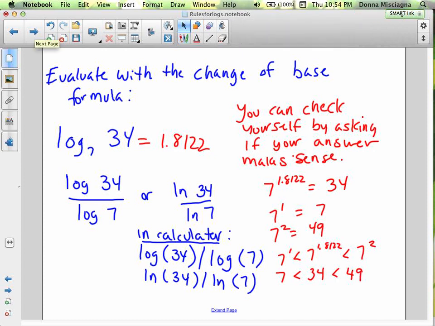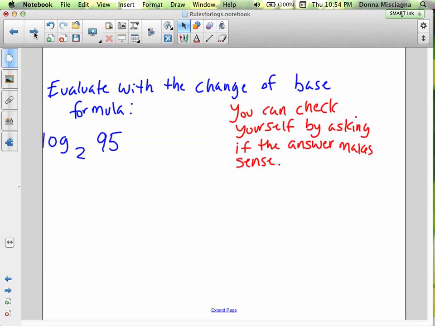Now, if I made an error, let's say I accidentally hit log on one and natural log on the other, and I got something crazy like 5.2, I'd go, oh, that can't be right. It's got to be less than 2 because 7 squared is 49. It can't be more than 2. So asking yourself if your answer makes sense can help you out. All right, let's try another one.